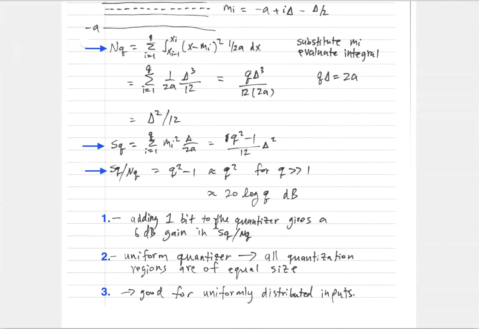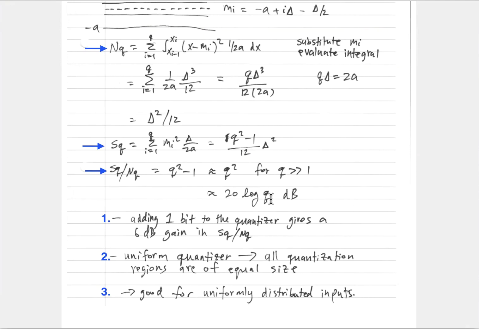Let's see what kind of insights we can derive from this. What this tells you is that if you add 1 bit to the quantizer, it gives you a 6 dB gain in the signal to noise ratio. Adding 1 bit to Q does what? If instead of an n bit quantizer, I have an n plus 1 bit quantizer, what happens to the number of levels? The number of levels is 2 to the n. If I go from n to n plus 1, I'm going to double that. If you double 2 to the n, you get 2 to the n plus 1.